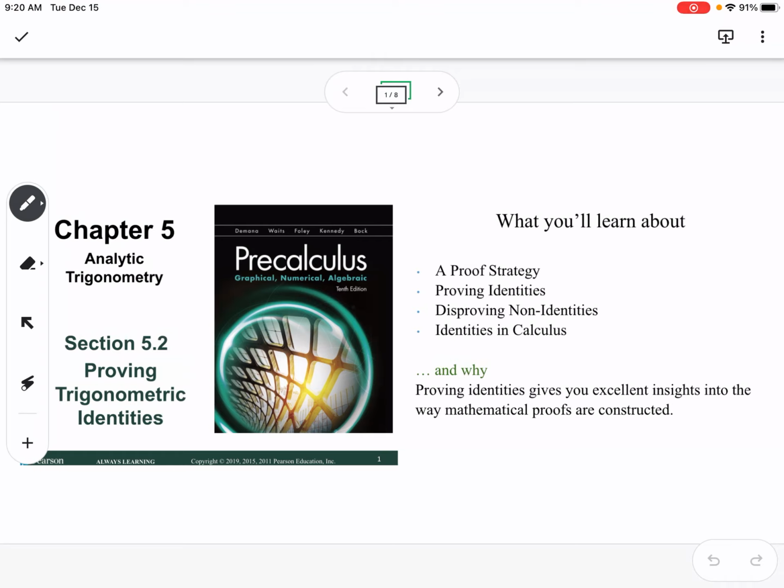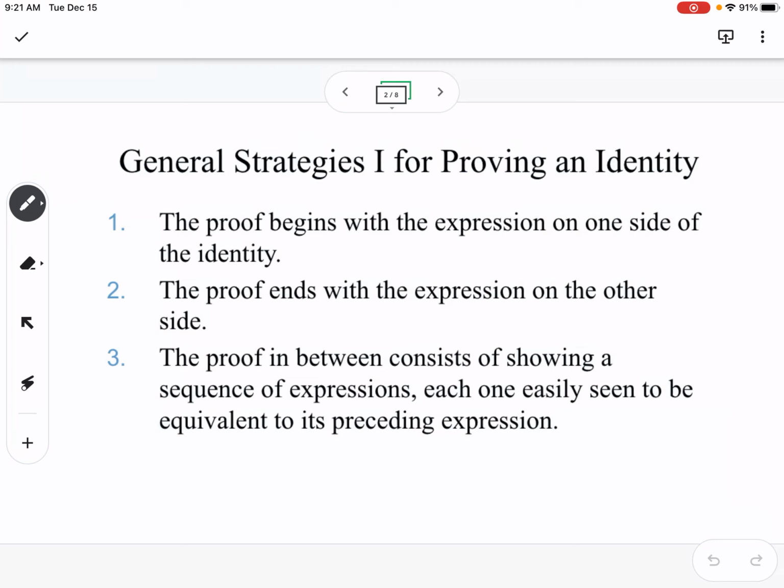This is section 5.2, which is proving trigonometric identities. We're going to talk about proof strategies, proving identities, disproving non-identities, and identities in calculus. Okay, so there's a lot of general strategies that are listed in this section.